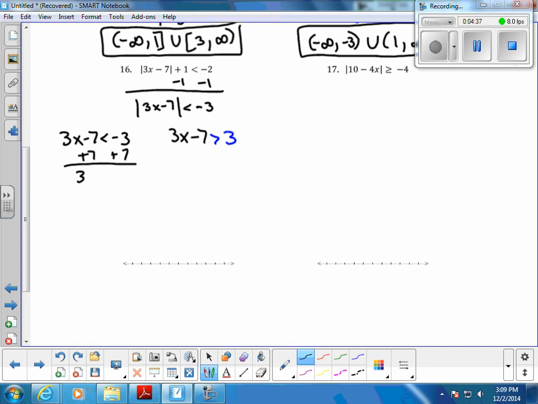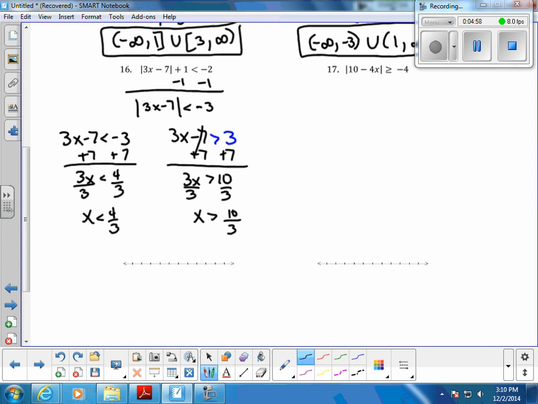So over here, I would get 3x is less than 4. X is less than 4/3. On my right-hand side, I would get x is greater than 10/3. Okay, I'm just going to jot these down on a number line. If you're not sure which one's bigger, put them in a calculator and look at a decimal. No respect to the scale here. This is just 4/3 is less than 10/3, so I'll put one on the left and one on the right.